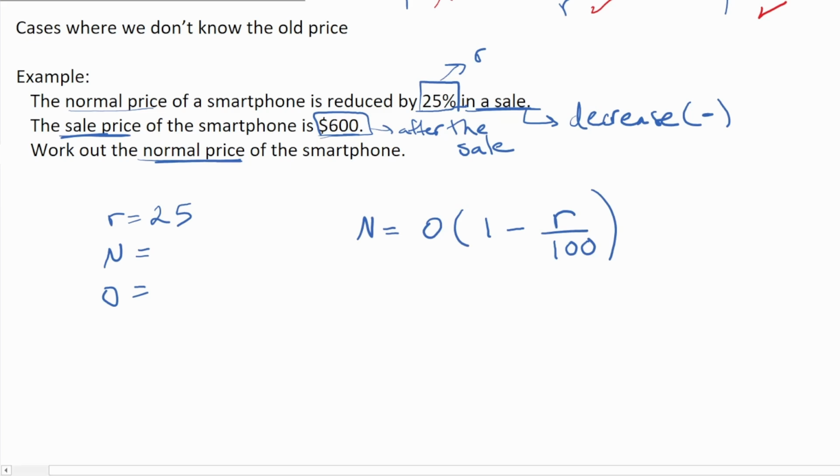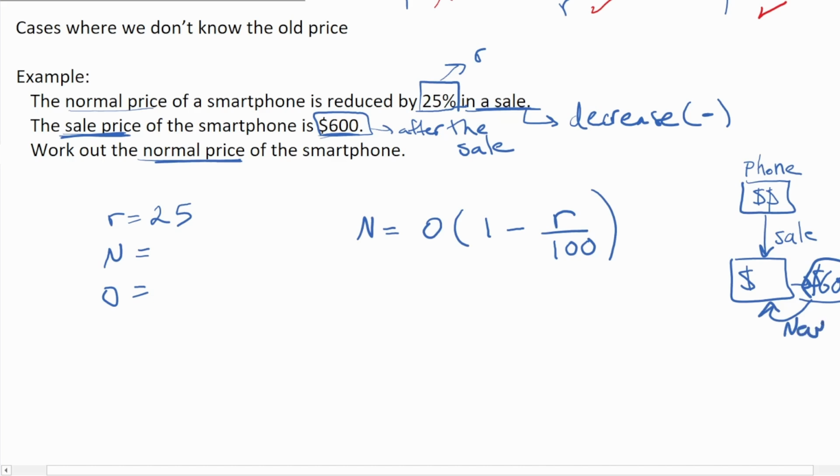Now, here's the thing. You had a phone that had a certain price. And then a sale happened. And then you have this new price, okay? So when he says the sale price is $600, this is after the sale. So this is the new price. This is the new price. The old one was before the sale.